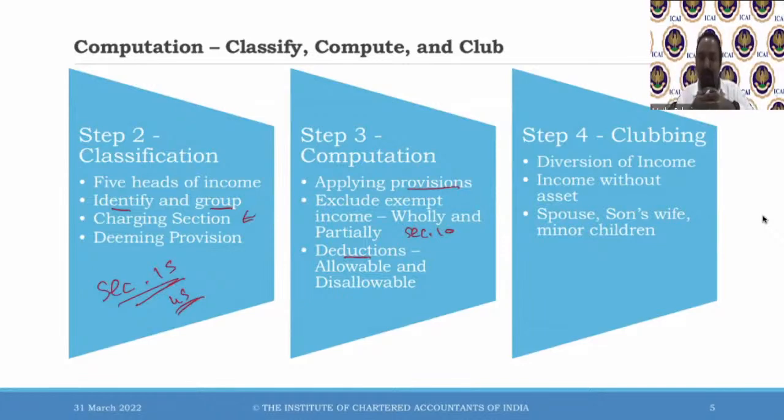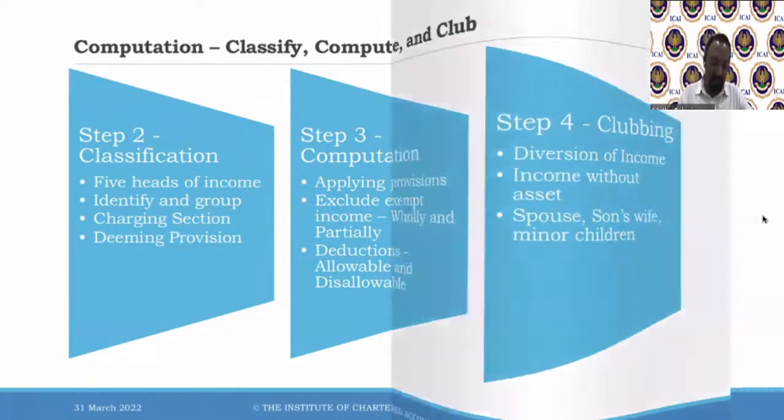Step 4 is you club the income. We said, is there any diversion of income? Income without transfer of asset, son's wife's income, daughter-in-law's income. So all these things need to be clubbed. So that is step 4.